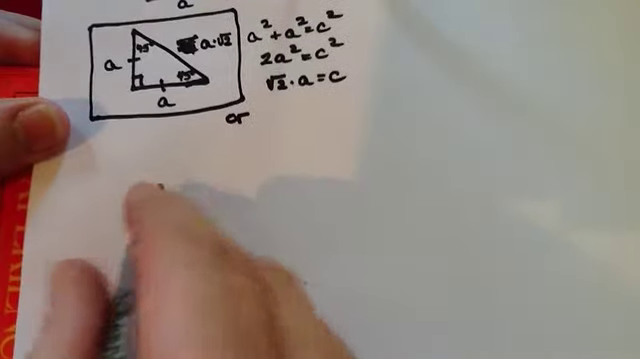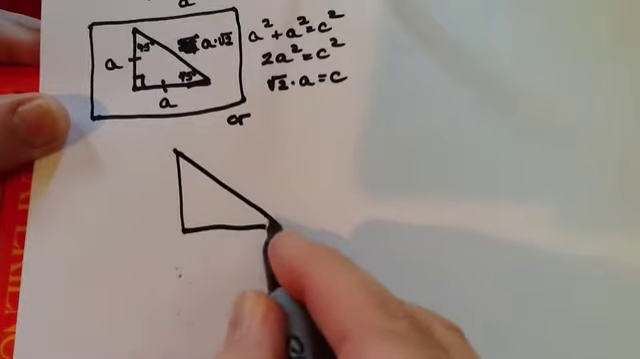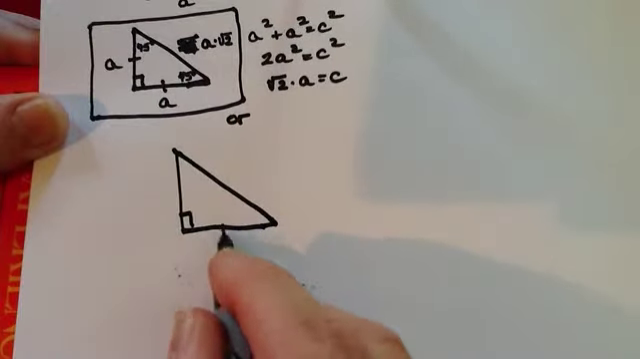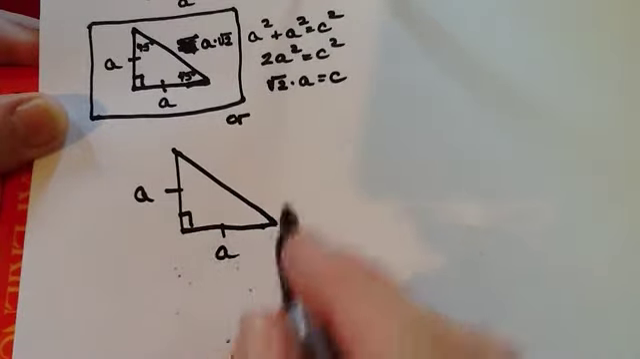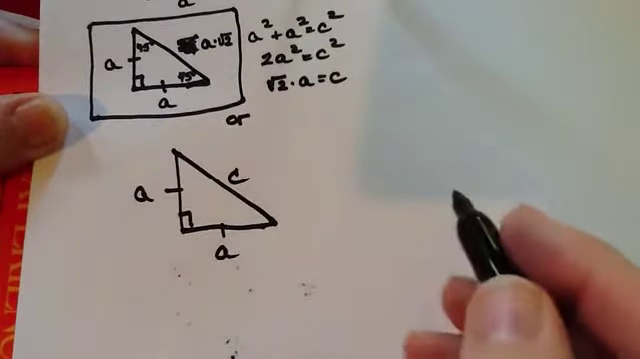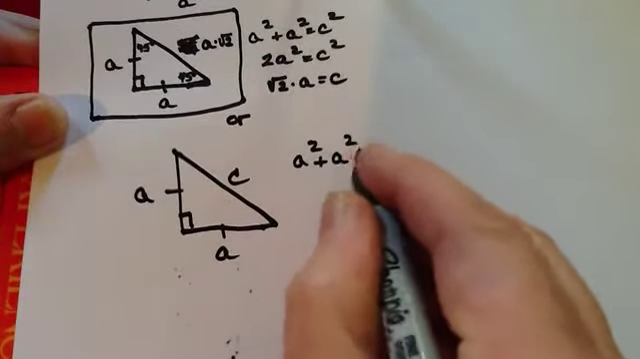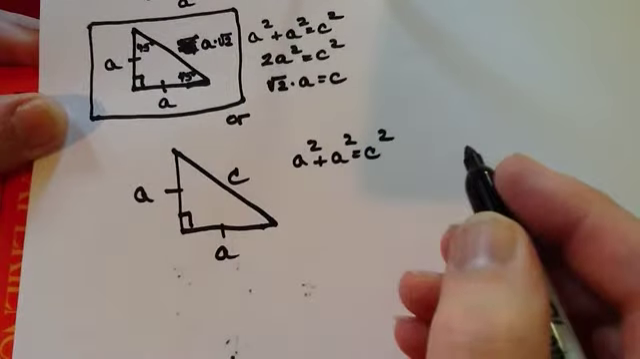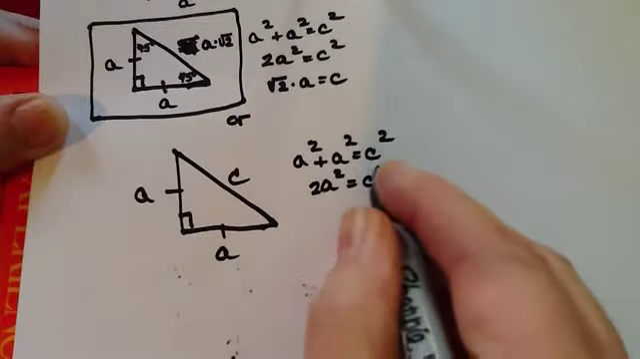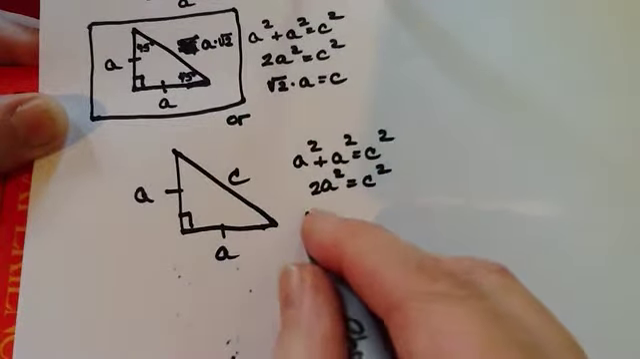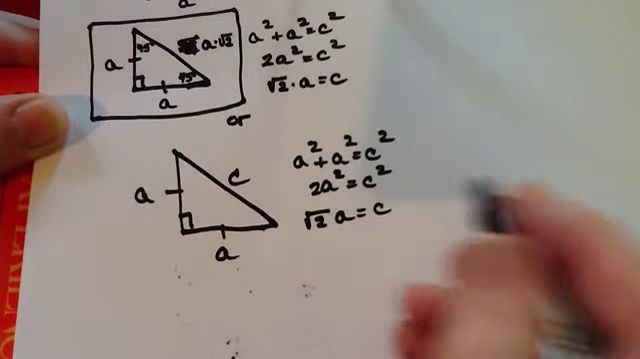Now let's look at the same kind of triangle again, but think about what it would be like if instead of being given A, the length of the leg, you're given the length of the hypotenuse. So this time, we're given C. Well, it's still going to be A squared plus A squared is equal to C squared. And that's still going to be 2A squared is equal to C squared. And if you take the square root of both sides, square root of 2 times A is equal to C.